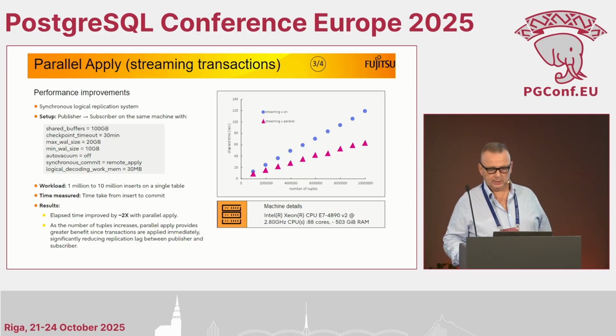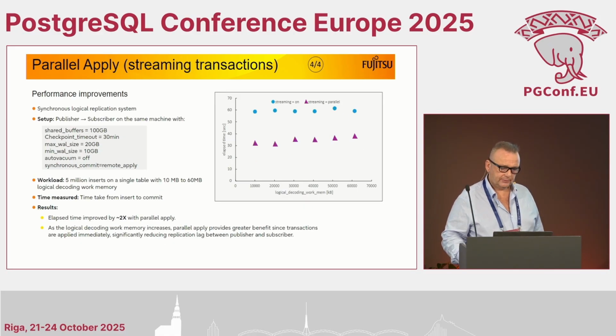So this next slide is comparing elapsed time between a synchronous single-threaded and parallel apply setup for an insert workload. And in this test, there were 1 million rows inserted during 10 cycles into a single table. And as you can see, the elapsed time from the insert to commit halved, from 120 to 60 seconds, when applying the same workload with parallel apply.